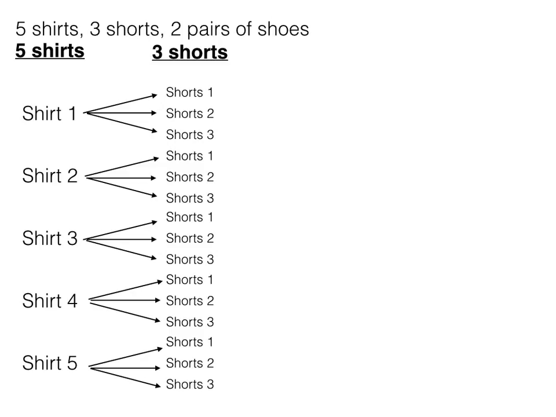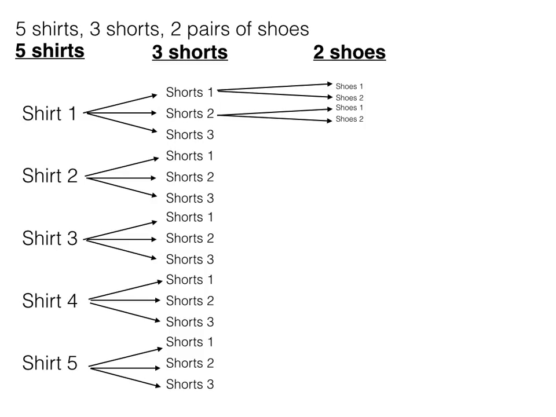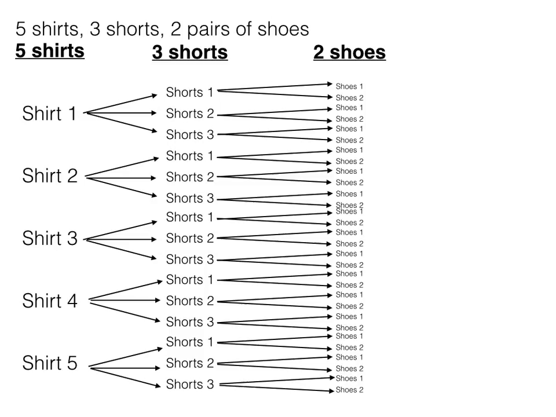Moving on to the shoes, if we chose shirt number 1 and shorts number 1, we could choose shoes number 1 or shoes number 2. If we chose shirt number 1 and shorts number 2, we could choose shoes number 1 or shoes number 2. And of course we could keep going with this line of thinking over and over again until we have all the branches of our tree. That's why it's called a tree diagram. All of those branches are sticking out.